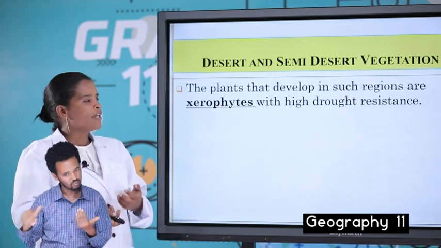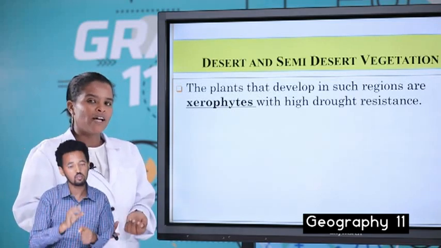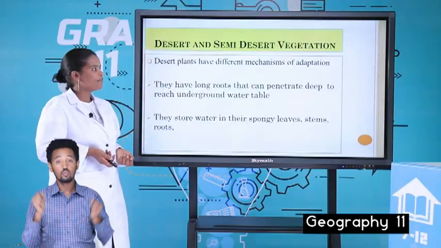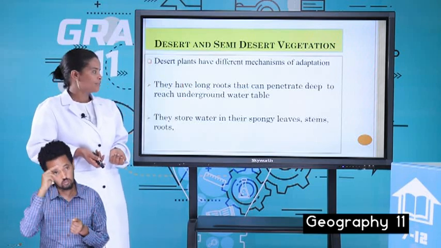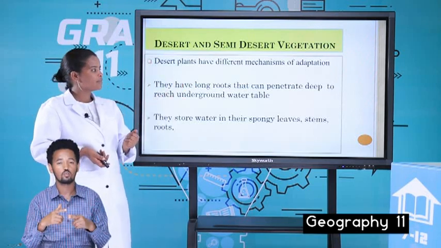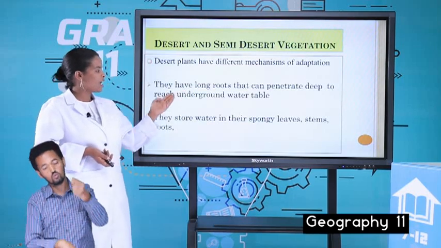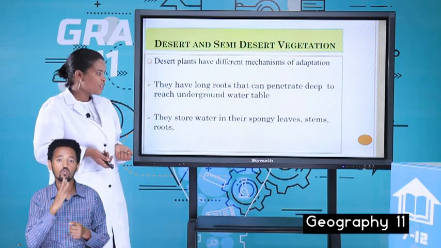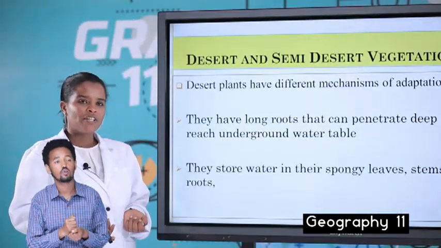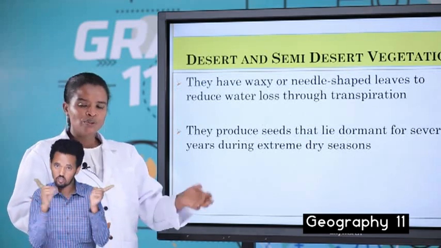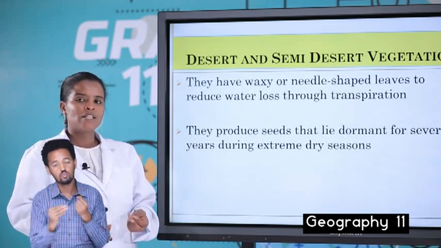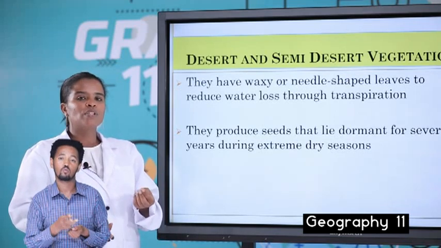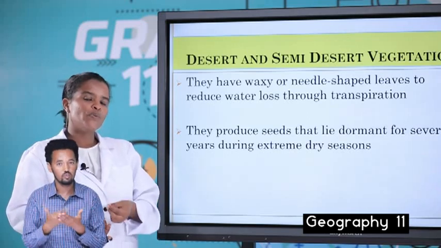The general name of plants that grow in desert areas is xerophytes. Desert plants have different mechanisms for adaptation. They have long roots that can penetrate deep to reach the underground water table. They store water in their spongy leaves, stems, and roots. In general, desert vegetation has long roots, oily leaves, or they have few or no leaves. This is important for them to reduce the amount of transpiration.